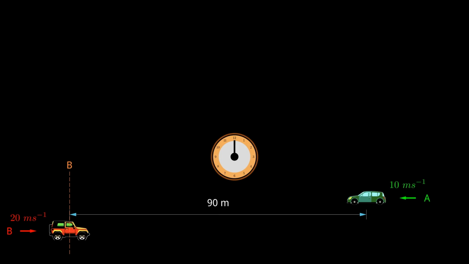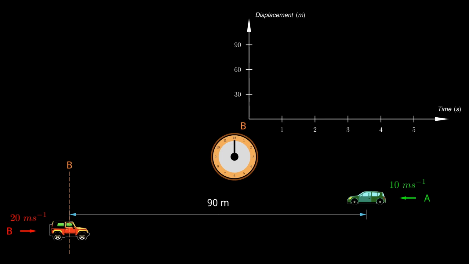In this scenario, we don't need to worry about measurements to the left of point B, as all motion is happening to the right. As a result, the graph will be limited to the first quadrant of the Cartesian plane. This makes it straightforward to track the displacements of both vehicles as they move towards each other.